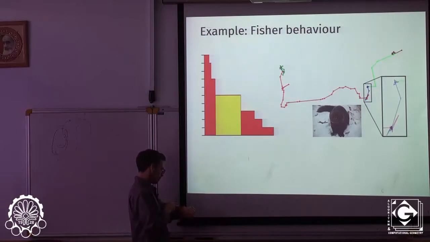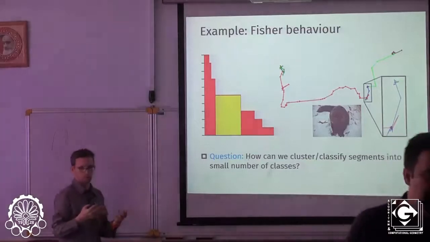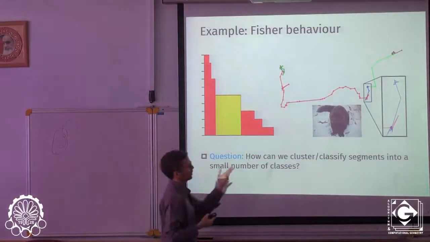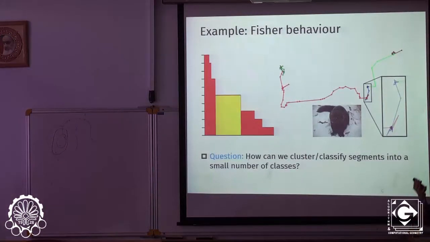But the question that I now still want to address is the following. If I have a segmentation like this, how can I cluster or classify the segments into a small number of classes? So now we have the segments, but every segment will have its own diffusion coefficient. But if I assume that this comes from a process where there are essentially a small number of behaviors, and that with each of these behaviors I can associate a certain diffusion coefficient, then I'm actually looking for a small number of diffusion coefficients such that I can use for each of these segments one of these diffusion coefficients.